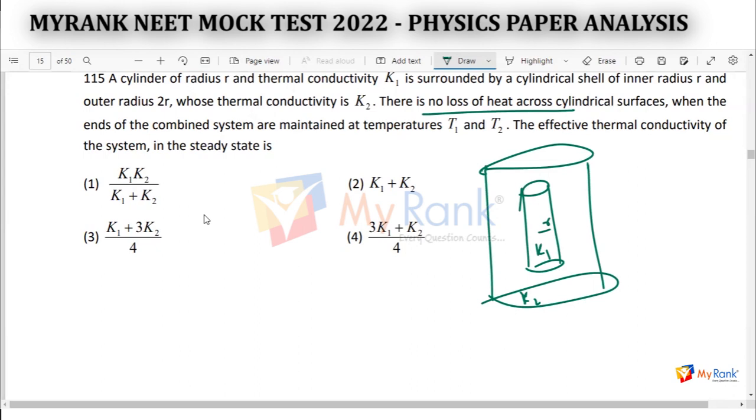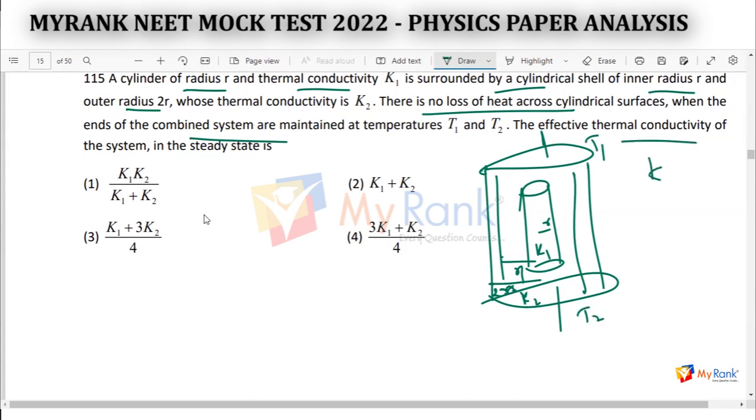Once again, this cylinder of radius R and thermal conductivity K1 is surrounded by a cylindrical shell. Taking inner radius as R1 and outer radius as R2, R2 means 2R, students. Outer radius is 2R, inner radius is R, whose thermal conductivity is K2. There is no heat loss, and the ends are maintained at temperatures T1 and T2. The effective thermal conductivity K effective is being asked, students.